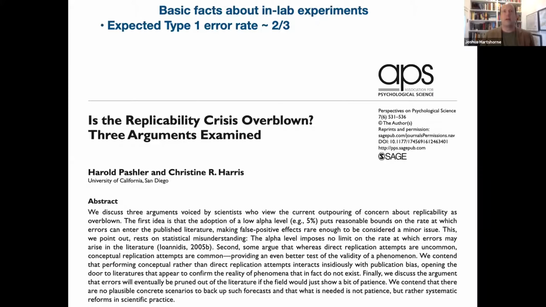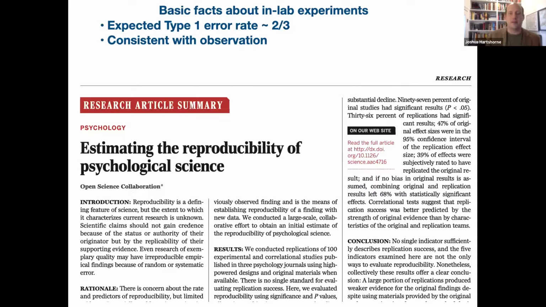And I actually want to start the other way, which is to talk about in-lab experiments. So a basic fact about in-lab experiments is the expected type 1 error rate is actually quite high. Using some reasonable assumptions and looking just at the statistics, assuming that people have done everything correctly, Patchy and Harris estimated that around 2/3 of studies are probably false positives. And this, of course, is consistent with observation. To the extent that we know how many are false positives, that seems about right.